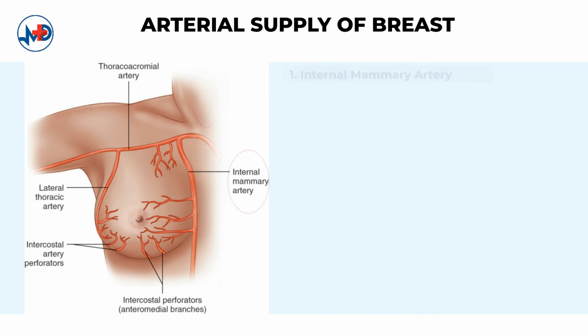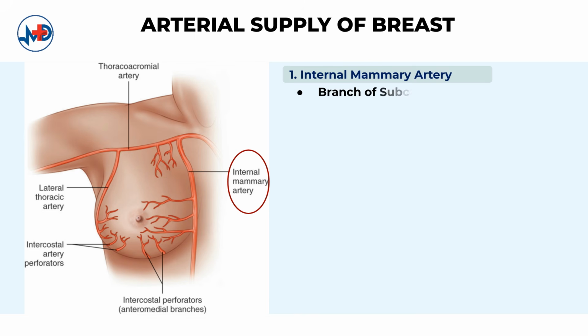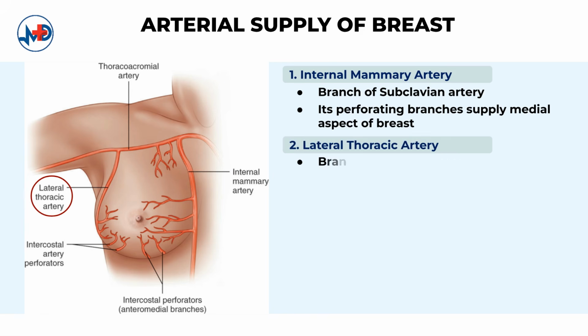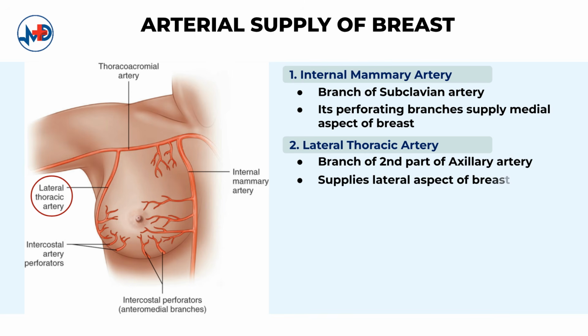First, the internal mammary artery, also known as the internal thoracic artery. This is a branch of the subclavian artery. Its perforating branches, especially from the second to fourth intercostal spaces, supply the medial aspect of the breast. Moving on, the lateral thoracic artery, a branch of the second part of the axillary artery. This vessel supplies the lateral aspect of the breast.